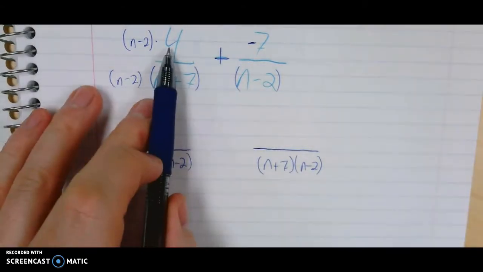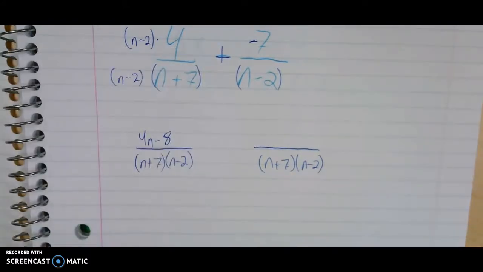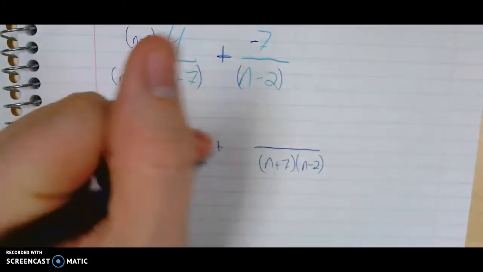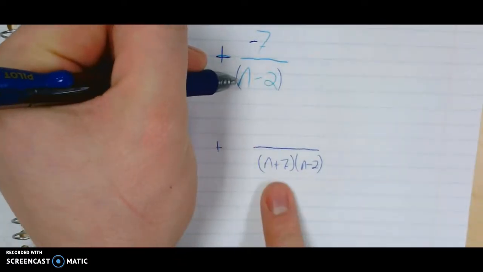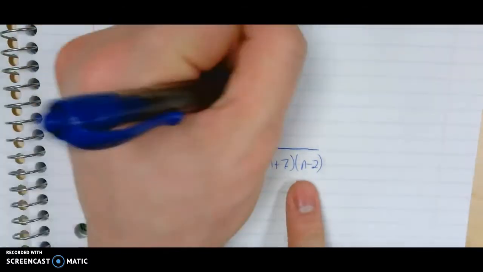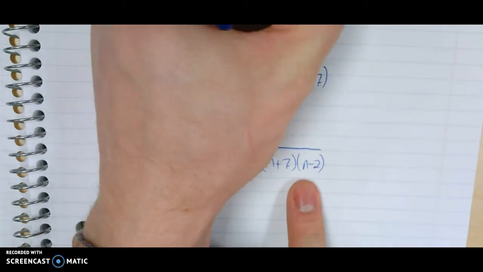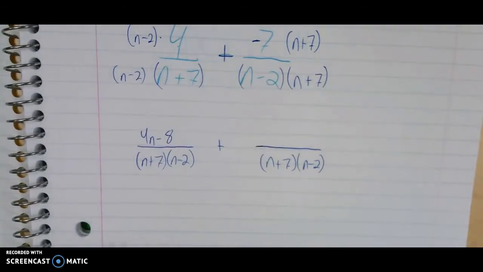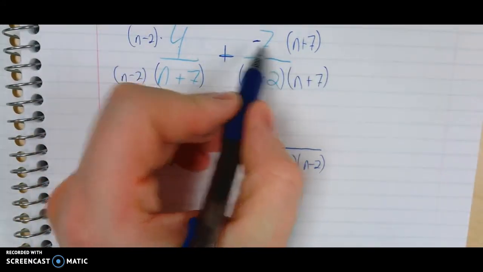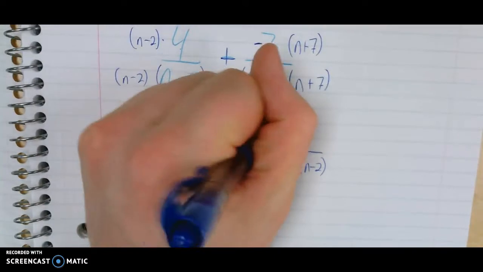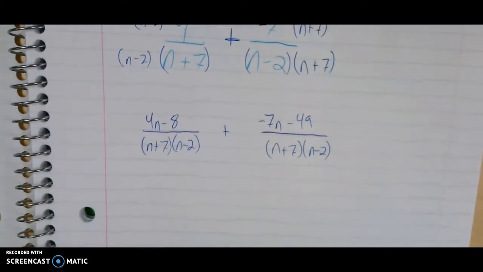When I do that, I distribute 4 times n, 4 times minus 2, and I'll get 4n minus 8. Plus, I've got a negative 7 over n minus 2. To turn an n minus 2 into an n plus 7 times n minus 2, I need to tack on that factor of n plus 7, but whatever I do to the bottom, I must also do to the top to maintain equality. If I distribute, this gives me negative 7n minus 49, all over our common denominator.